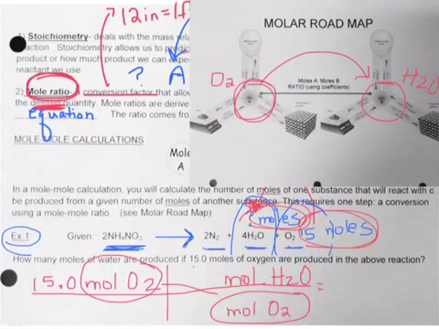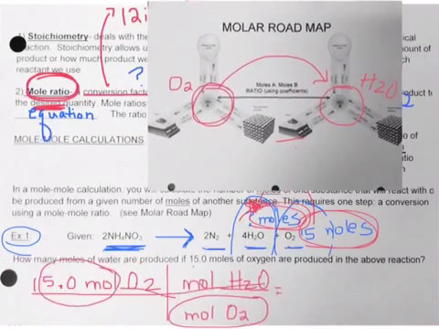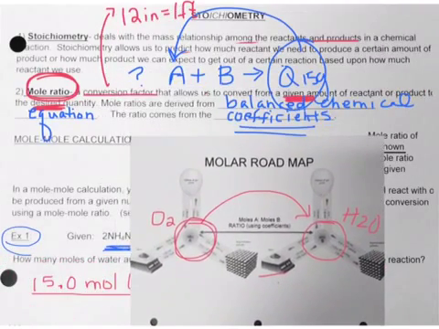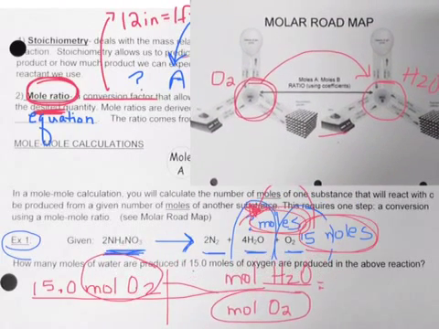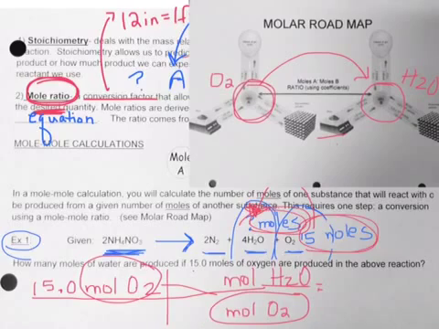If you remember, back behind my molar roadmap here, it told you, well, that's kind of interesting, it told you that the ratio comes from those coefficients right here. So when we were talking about that earlier in the video, we said that the ratio comes from the coefficients. So that's what we're going to do, we are going to go grab our coefficients from the reaction.